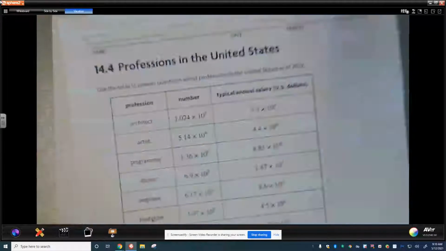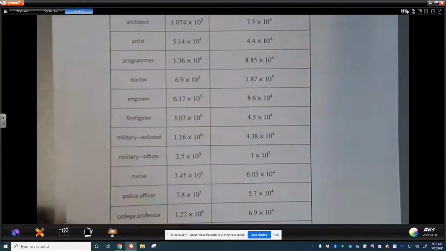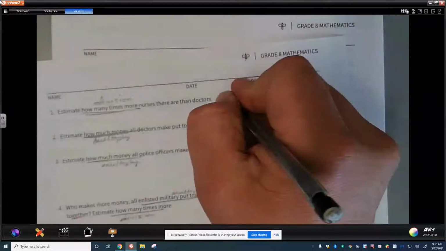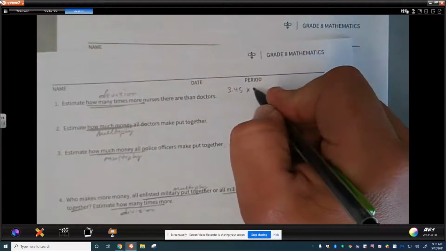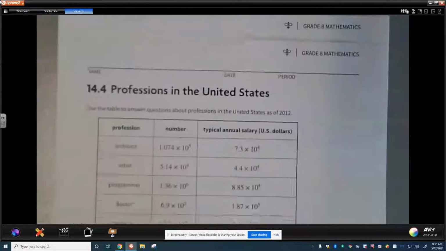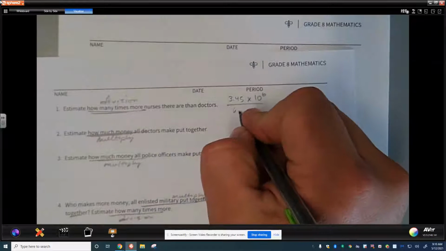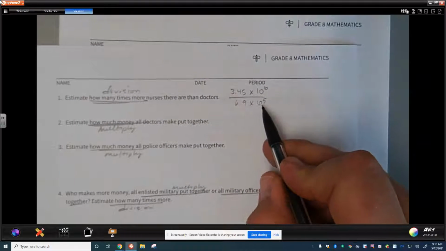So how many times more nurses are there than doctors? When we talk about the number of nurses, we talk about 3 and 4500 times 10 to the 6th, divided by the number of doctors, 6 and 9/10 times 10 to the 5th. Now we can clearly see there are fewer doctors than there are nurses.